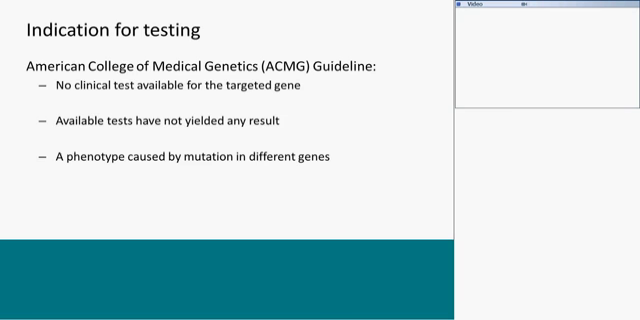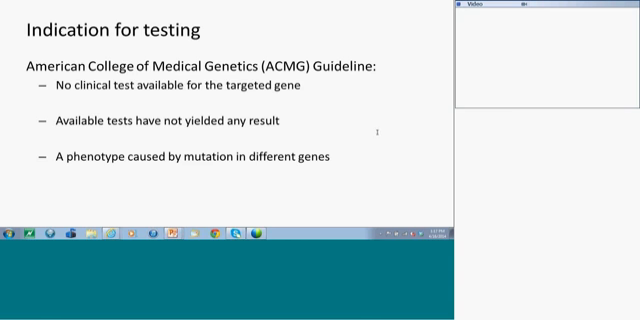So exome sequencing, again, because it is looking at all the genes, is a very good choice for this patient. The last one says a phenotype caused by mutation in different genes. What does that mean? It means that someone has a headache. You can imagine that this person has a headache because she or he has a cold, or because she might have a brain tumor, or because she has a migraine. So different diseases can cause the same symptom.